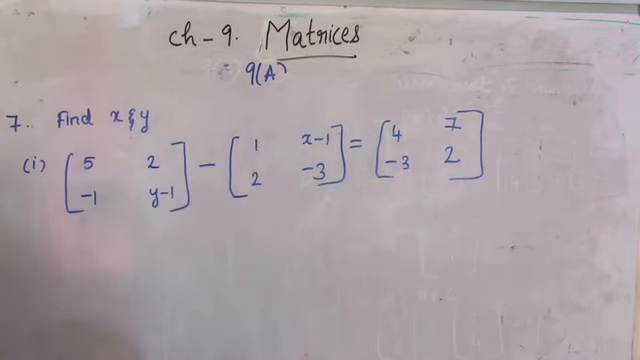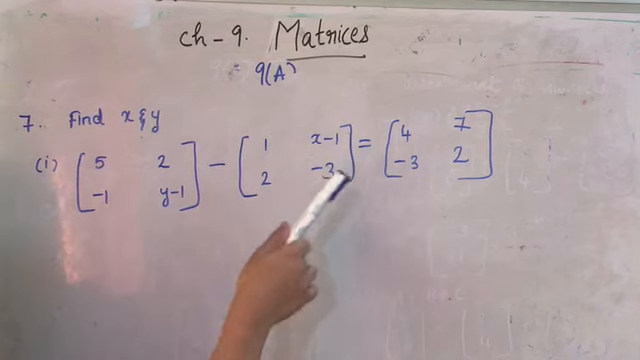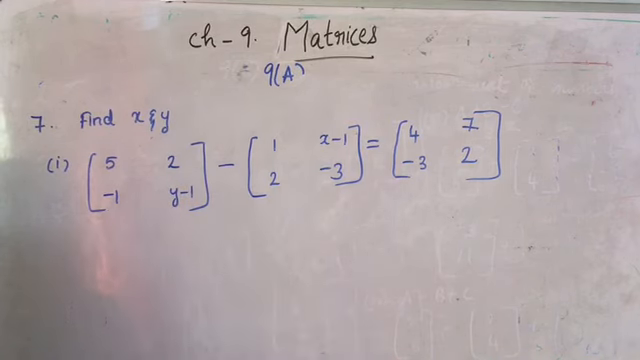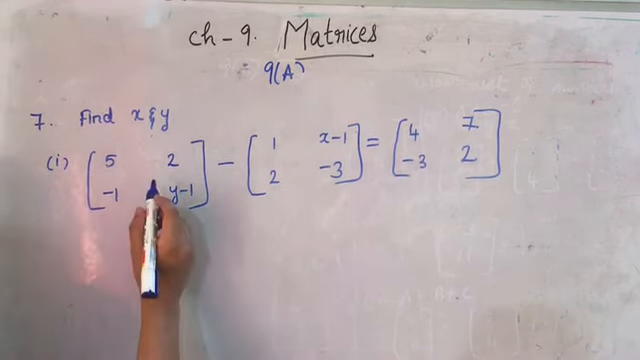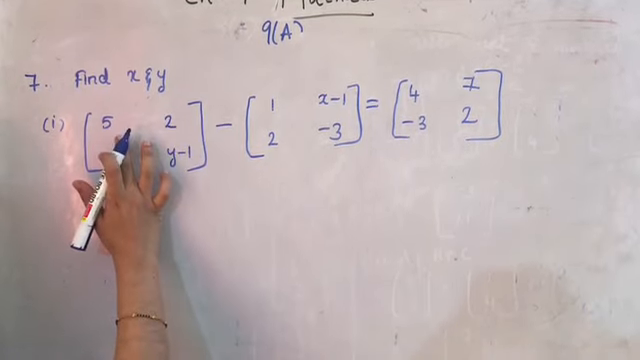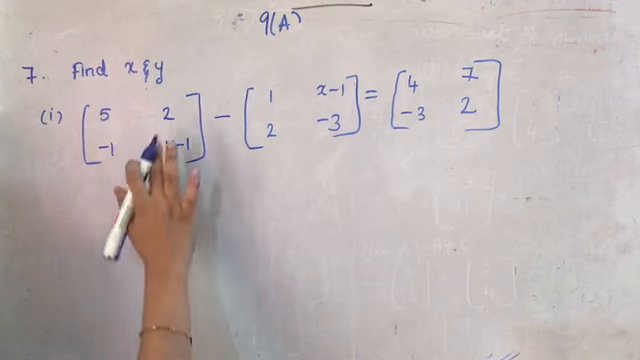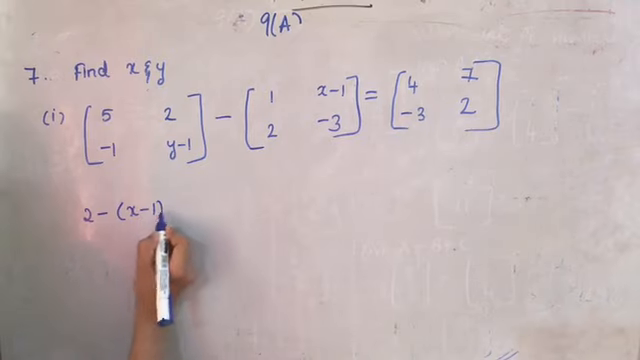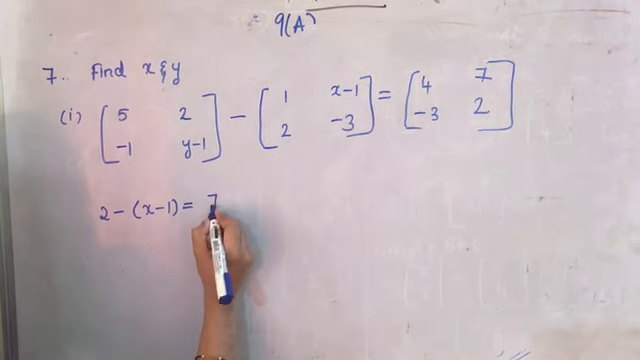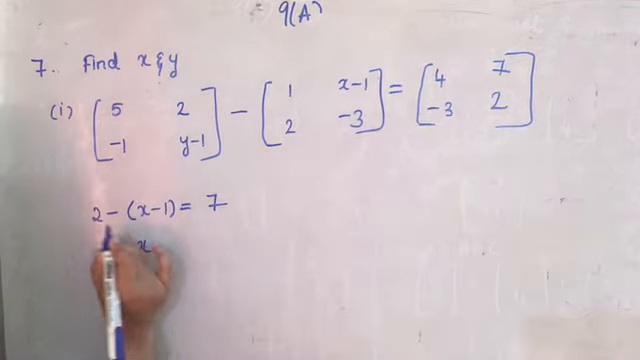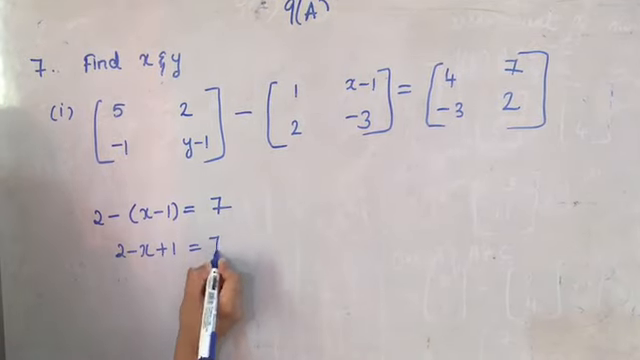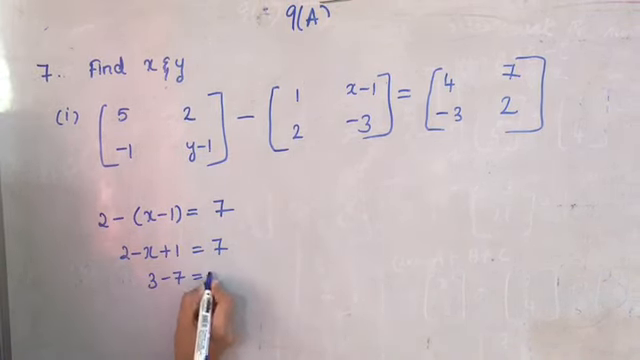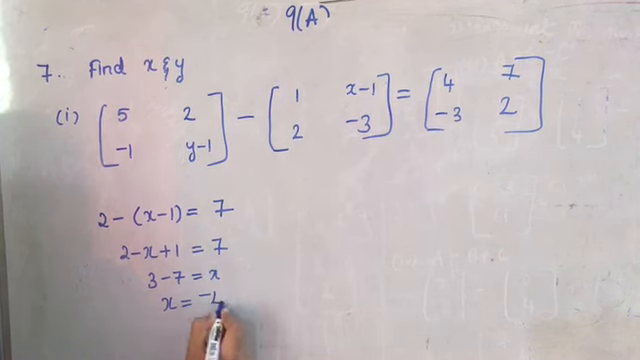So from this question it is clear to us, subtracting these two matrices you will get this matrix. So we can find the unknown values using this equation. So what do you have here? The first term, 5 minus 1 is 4, that's right. The second term, 2 minus (x minus 1) equals 7. So 2 minus x plus 1 equals 7. 2 plus 1 is 3. So you get 3 minus 7 equals x. So x is equal to minus 4.